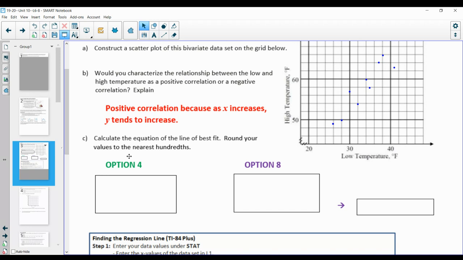Make sure the directions say to round to the nearest hundredth. When I do that, I hope you agree that my A, my coefficient, will round to 1.16. My B, my constant, rounds to 19.07. So when I write that as a linear equation in standard form, I get y equals 1.16x plus 19.07. Now that's all you have to do, but if you wanted to do option 8, it's the same idea.